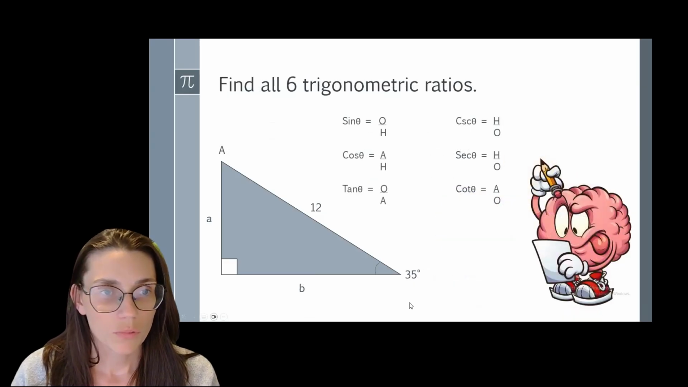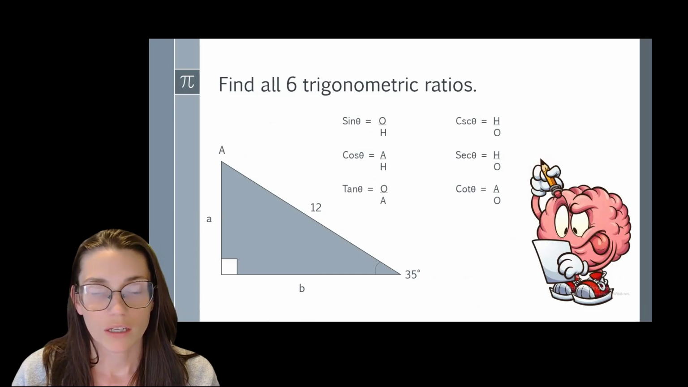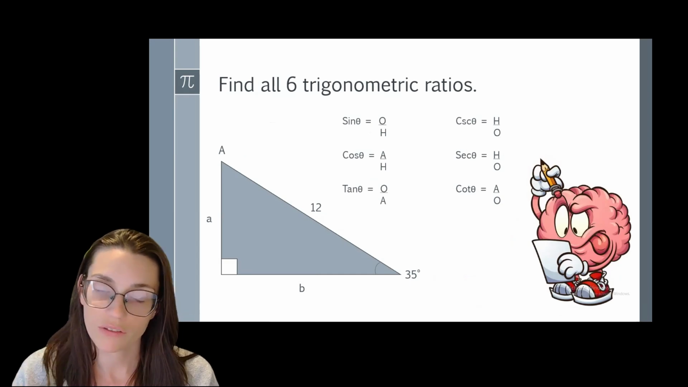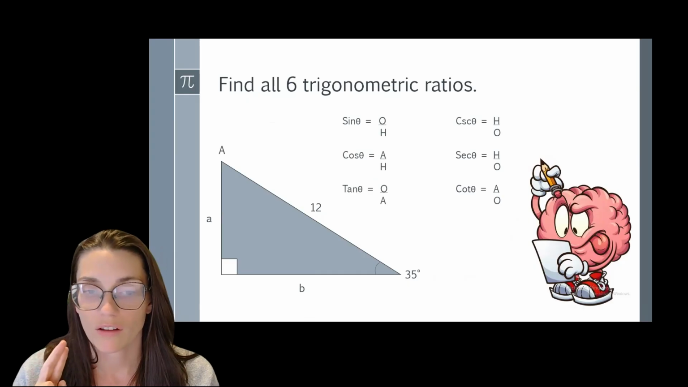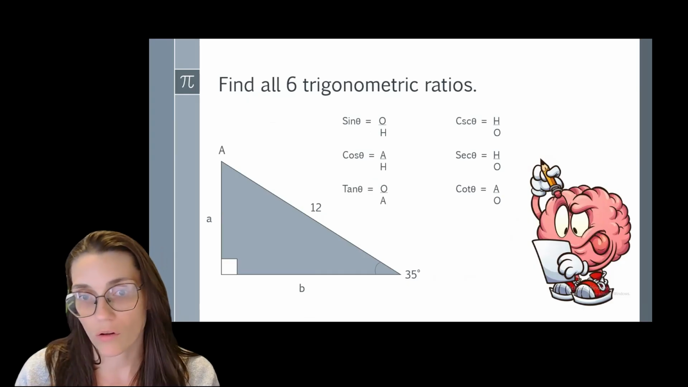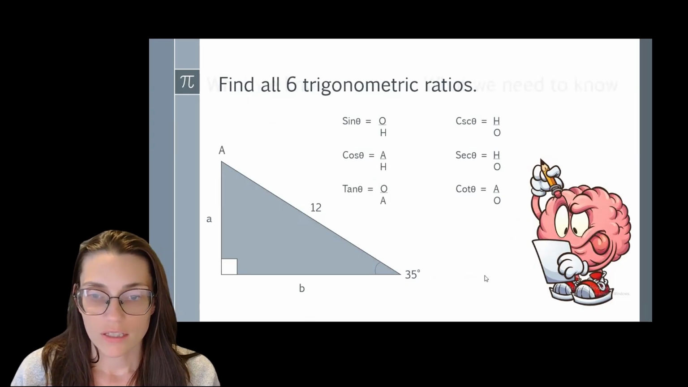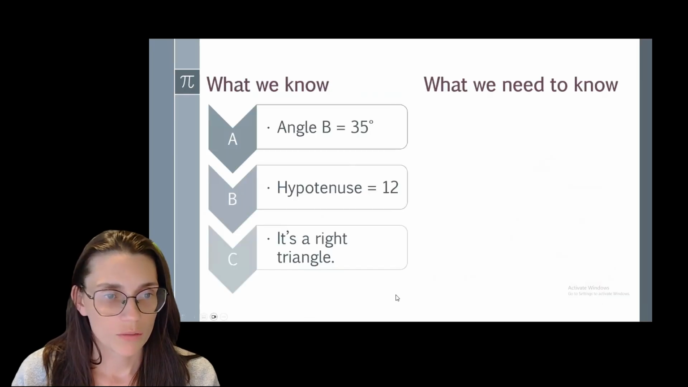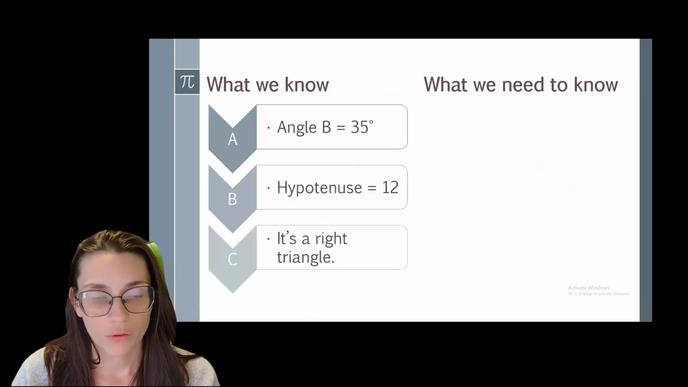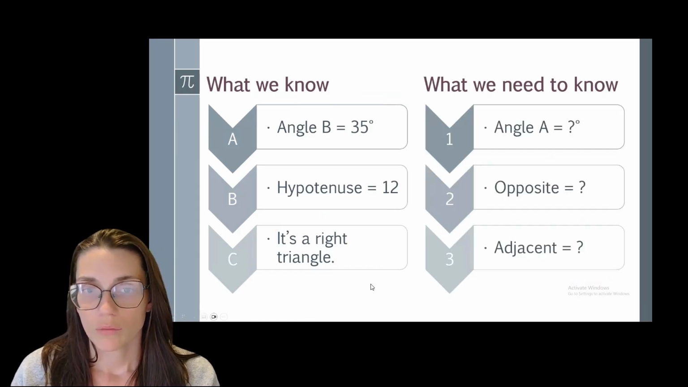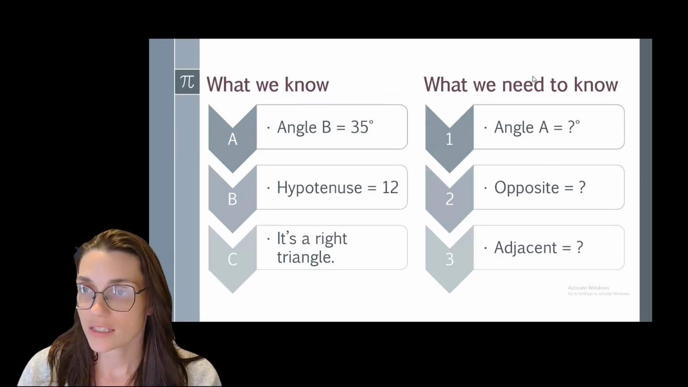For our second problem, we are going to find the trigonometric ratios again, but we are going to have two different values. Instead of two sides, this time we're going to have the hypotenuse and an angle. So again, I like to have these listed. What do we know about this problem? We know that angle B is 35 degrees. We know that the hypotenuse is 12, and we know that it's a right triangle. What do we need to know? We need to know angle A, the opposite, and the adjacent.